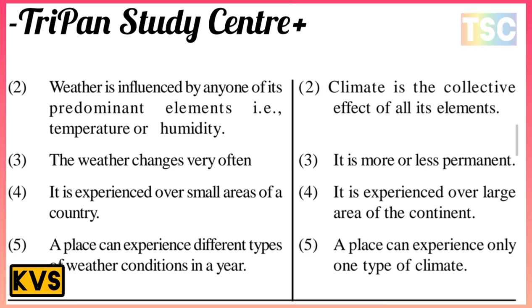The third point is also important here. Weather changes very often, while climate is more or less permanent. The third point is that weather is experienced over a small area of the country, but the fourth point is that climate is experienced over a large area of the continent. The fifth point is that a place can experience different types of weather conditions in a year, but a place can experience only one type of climate.